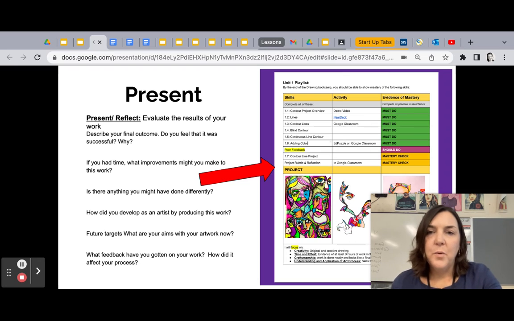The last choice is present or reflect. At the end of each unit, I will be asking you to reflect on the results of your project. In the next few weeks and months, we will also be preparing our work to include in art shows, both at school and in the community. If your class time is spent doing this reflection or preparing your work to show, you could answer the questions in this section.